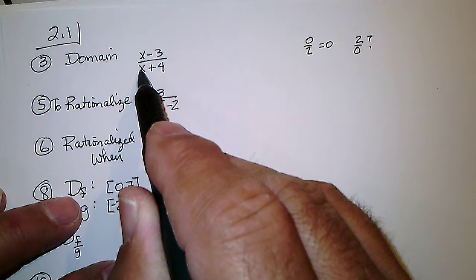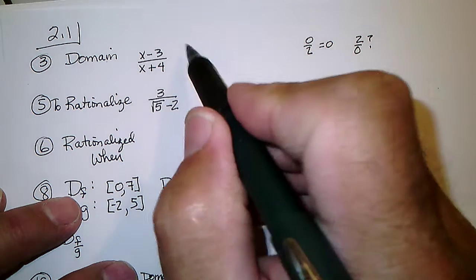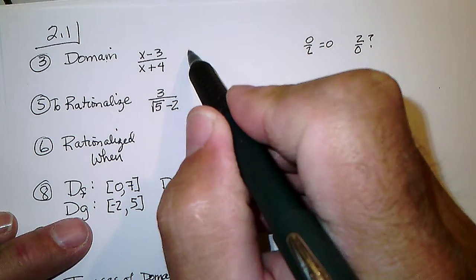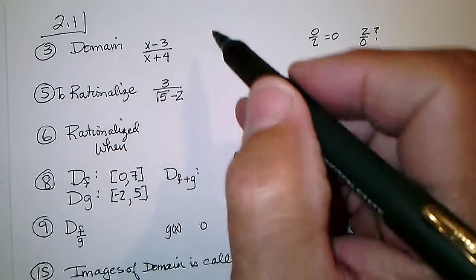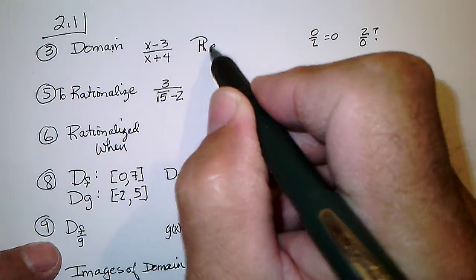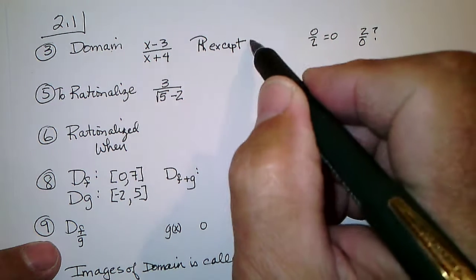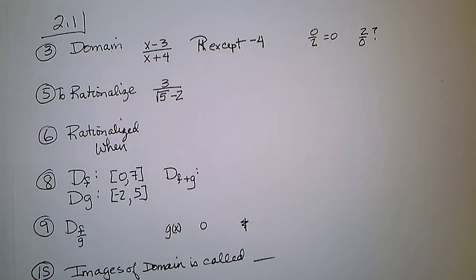Well, if x was -4, this would be 0. So the domain is, excuse me, all reals except -4. Okay?